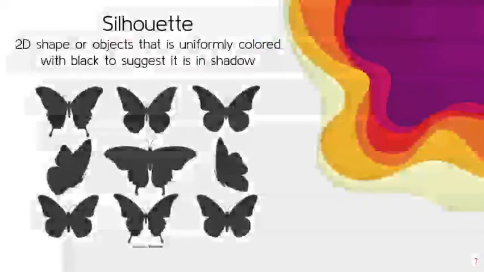A silhouette is a 2D shape or object that is uniformly colored with black to suggest it is in shadow. Below are some examples of butterfly silhouettes. Butterflies are a great example because they have a very unique shape. You can tell that it is a butterfly without any of the details of their wings.